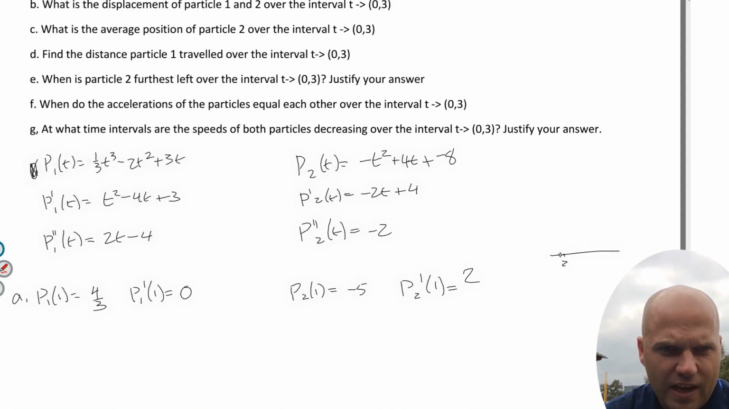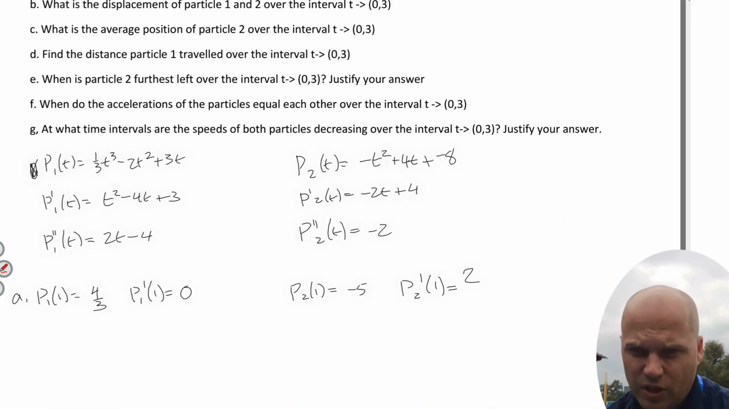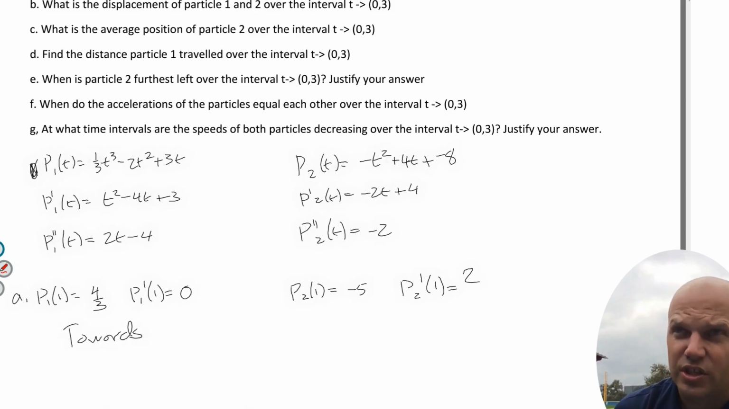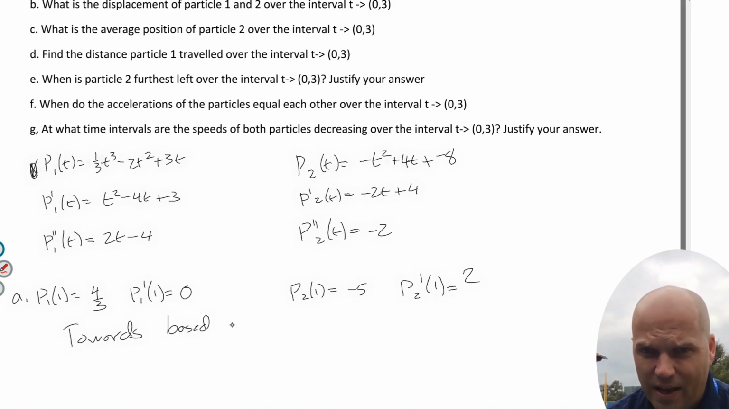Particle 2 is at the position negative 5. Here's particle 2. Its position's increasing. And particle 1, and this is confusing. You're going to get confused. So I'm just going to leave it like this. So the answer is towards. And you could say based on positions and velocities. You don't have to be more into it than that.